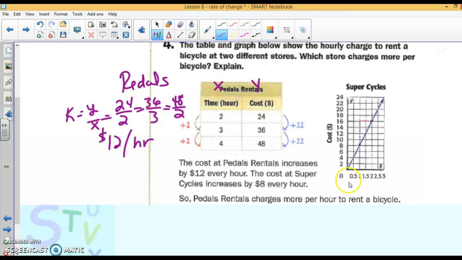Over here, this is a proportional graph because it goes through 0, 0, and it is a straight line. Go to 1, it's 8. 2 is 16. So our unit rate is $8 per hour. So Pedals Rental charges more. So if you were trying to convince your parents to rent a bike, you would go to Supercycle.